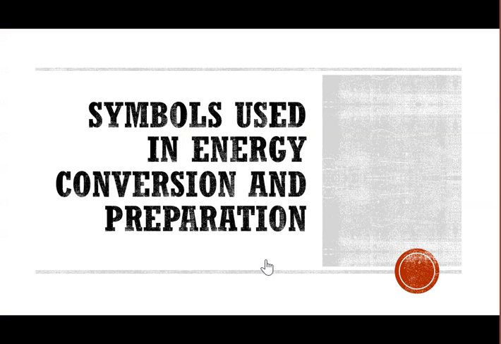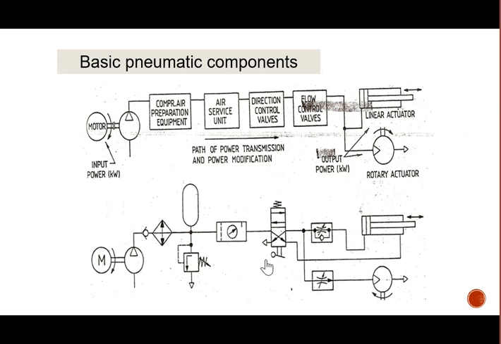Okay, so these are the symbols that we'll use in the pneumatic circuit. Okay, these are the complete simple basic components, in which we start with the motor linked to the compressor. Okay, and then this is the accumulator, and this is the air service unit, and then we have the DCV, directional control valve, and then we have the flow control valve, and at the end we have the linear actuator or the rotary actuator.